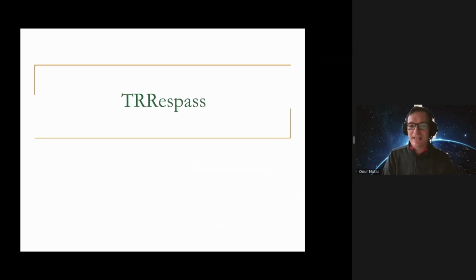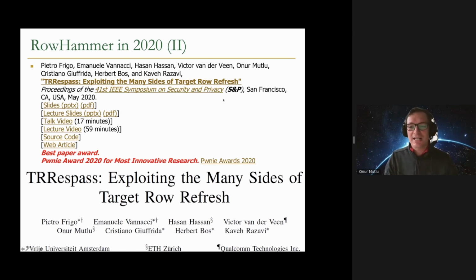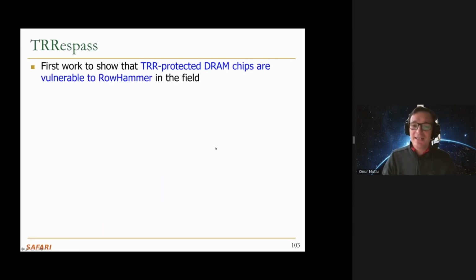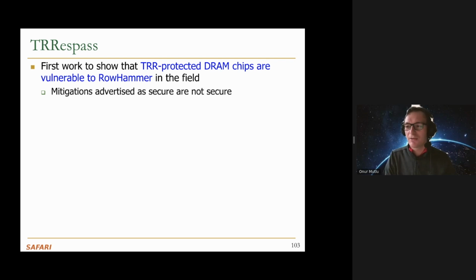Okay, let me talk about TRRespass quickly to show you multiple things actually. This is a work that was published in IEEE Security and Privacy, and we did this together with folks who have worked on Rowhammer from a security perspective a lot, from Vrije University in Amsterdam, and also Kaveh Razavi, who's at ETH right now. So what is the idea over here? This is the first work to show that target row refresh protected DRAM chips are vulnerable to Rowhammer in the field. So what is target row refresh? This is actually incorporated into the DRAM standard to solve Rowhammer. It basically says the memory controller or the DRAM chip does something, and it's not clear exactly what that is, to mitigate Rowhammer. And these mitigations were advertised by DRAM manufacturers heavily as Rowhammer safe, saying that they fixed the Rowhammer problem. But this work showed that these mitigations that are advertised as secure are actually not secure.